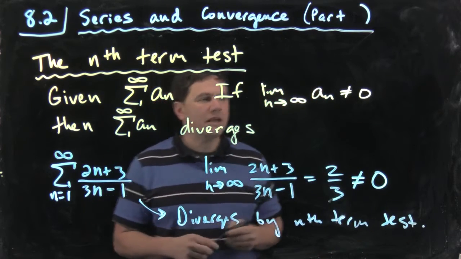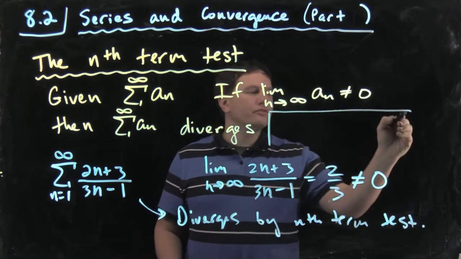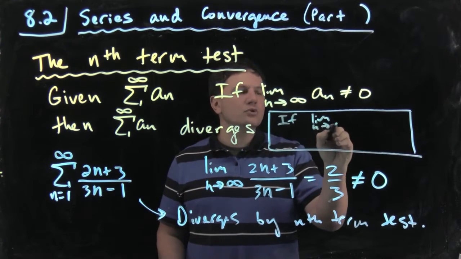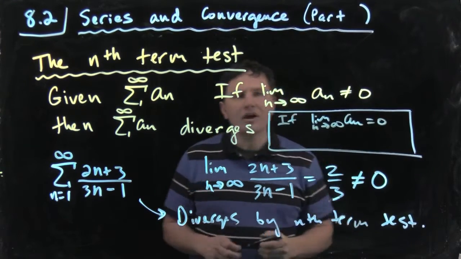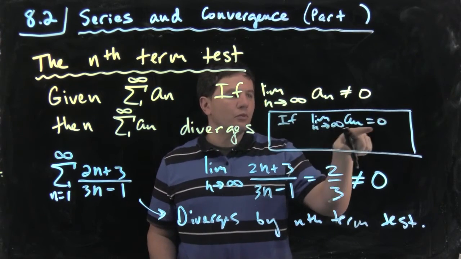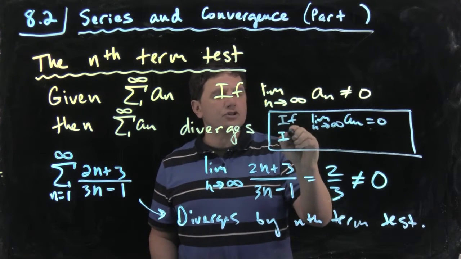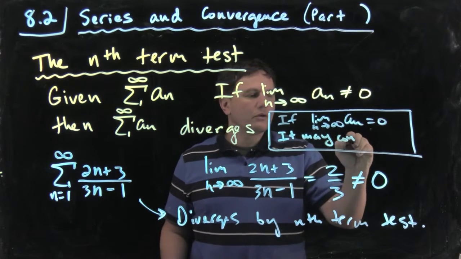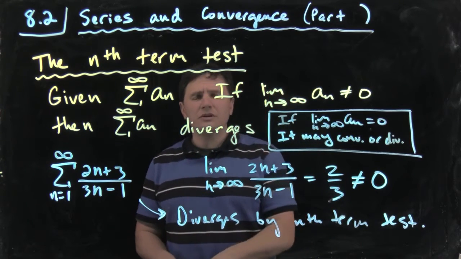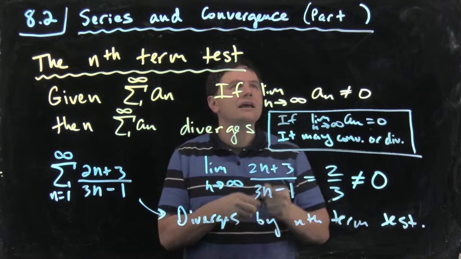Now the one thing we have to be clear about is that the converse isn't true. For instance, if the limit as n goes to infinity of a sub n is equal to 0, that doesn't prove convergence. If we take the limit of the sequence as n goes to infinity and get 0, it may converge, it may diverge. We just don't know. It's kind of hard to wrap your brain around it, because it's like, oh, if that goes to 0, we're going to eventually be adding zeros, that'll be finite.